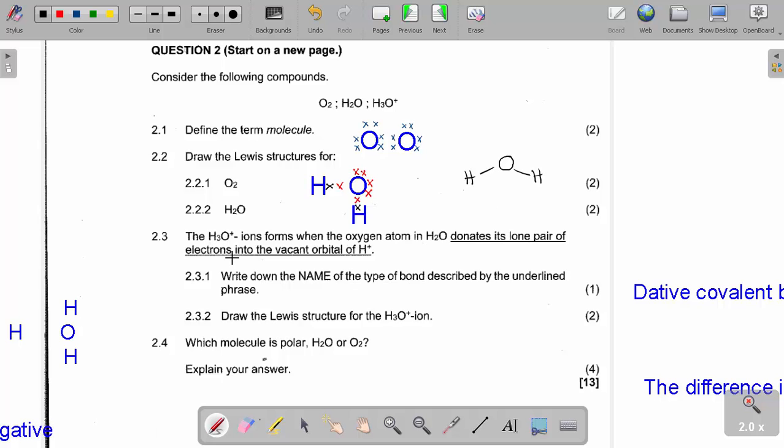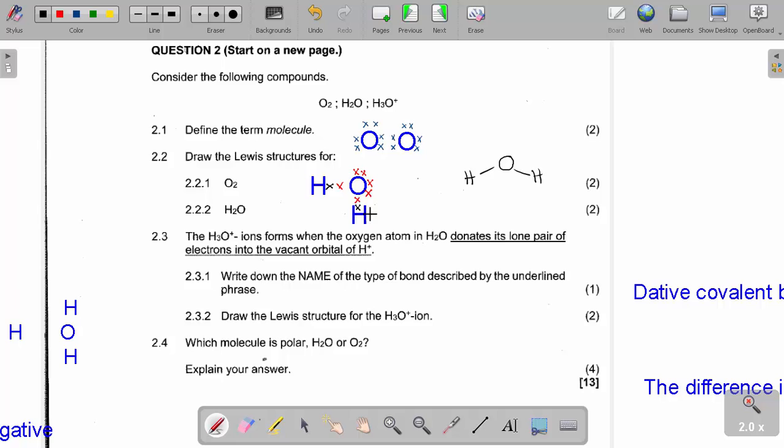They say the hydronium ion forms when the oxygen atom in water donates its lone pair of electrons into the vacant orbital of the proton. Write down the name of the type of bond described by the underlined phrase. They say donates its lone pair of electrons into the vacant orbital of the hydrogen ion.